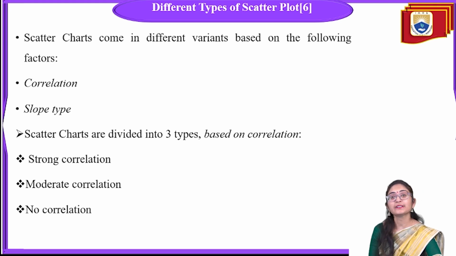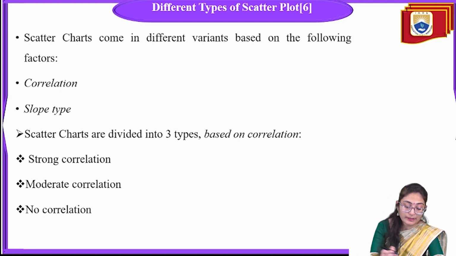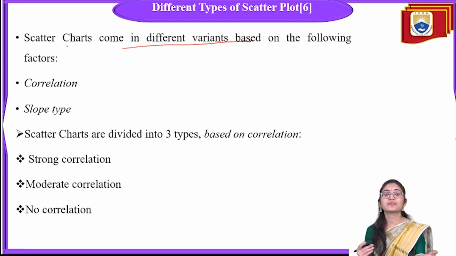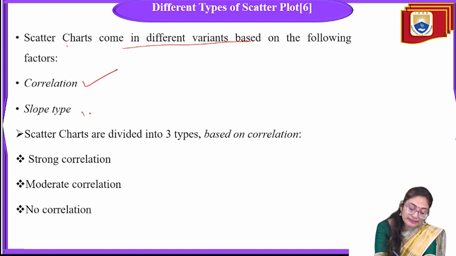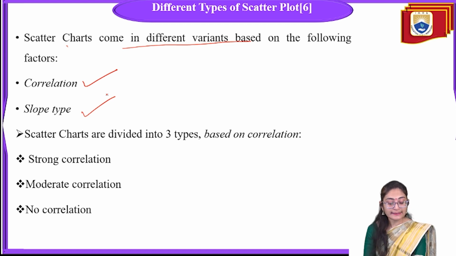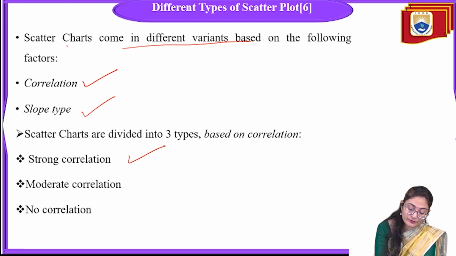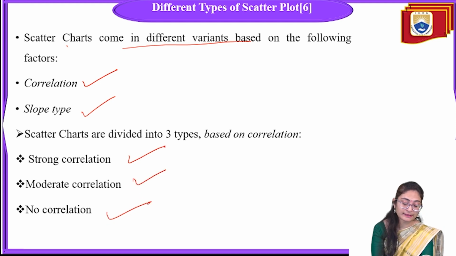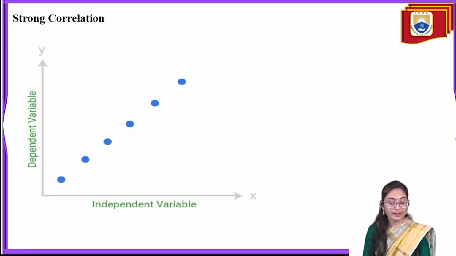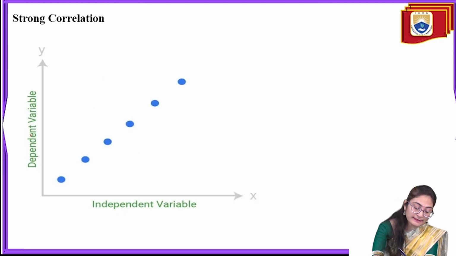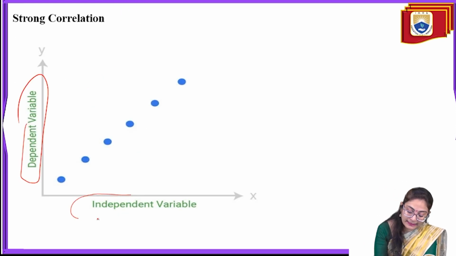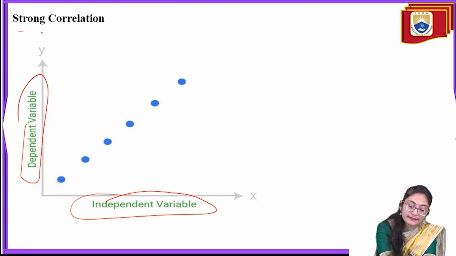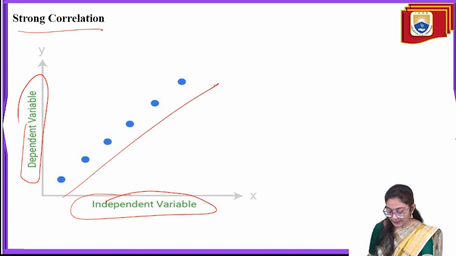Now, there are different types of scatter plots. The scatter chart comes in different variants based on some factors. The first factor is correlation and the other is slope type. Scatter charts are divided into three types based on correlation: first is strong correlation, second is moderate correlation, and third is no correlation. These are your dependent variable and these are your independent variable. This is your strong correlation.